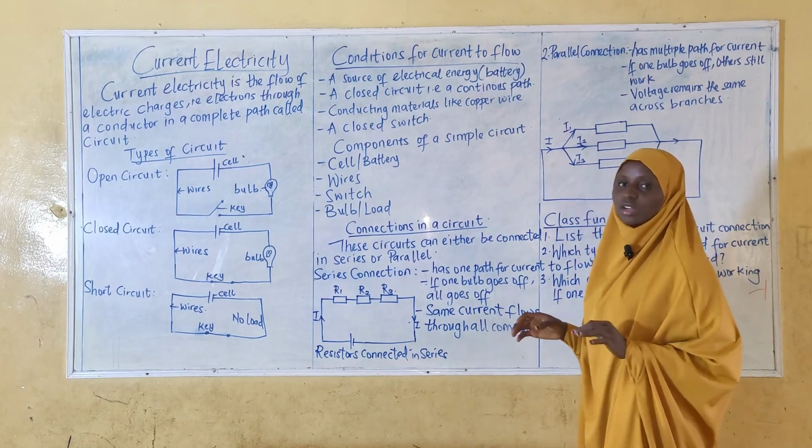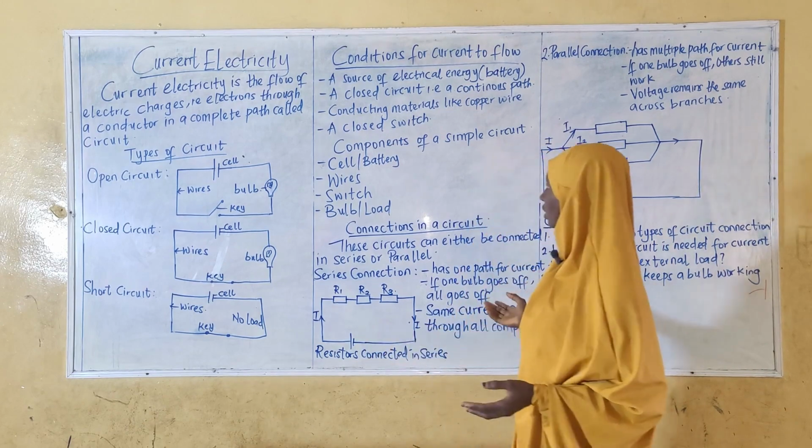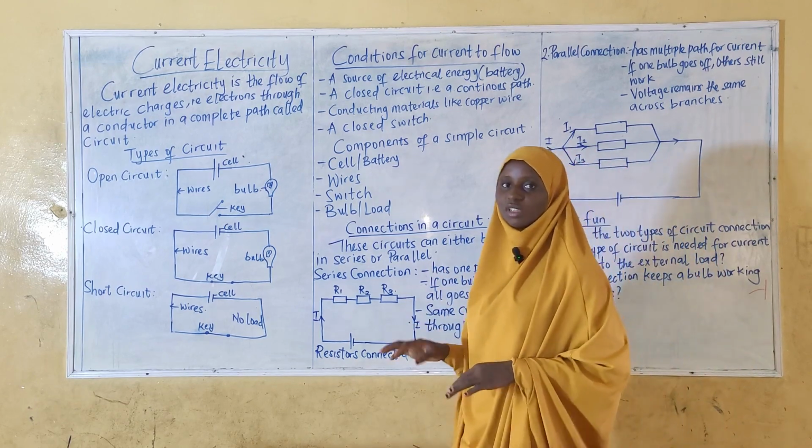Another thing we need are conducting materials. Here we can talk about a copper wire and the likes. And we also need a closed switch. That means the key must be closed.